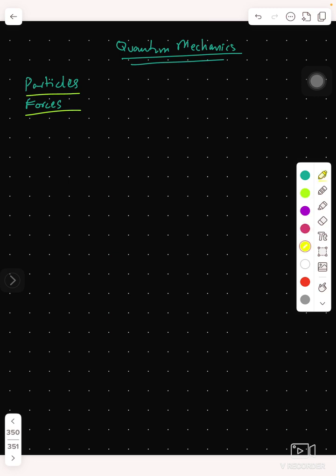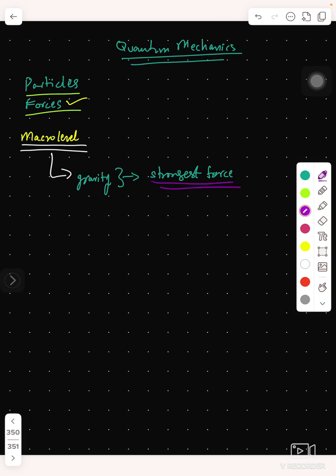Before we get to the main quantum mechanics, in the forces topic, let's talk about the forces at the macro level, like planet or human level. Now, we know that at the macro level, gravity is the strongest force, right? What I mean by strongest force is that there is no other force which is stronger than gravity, the force of gravity, gravitational field strength.